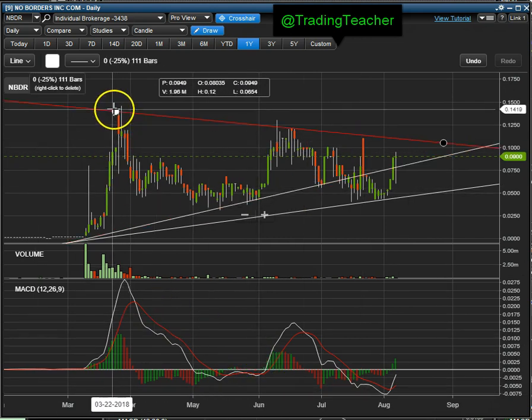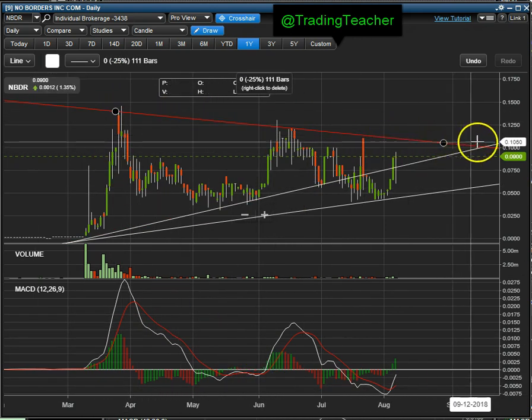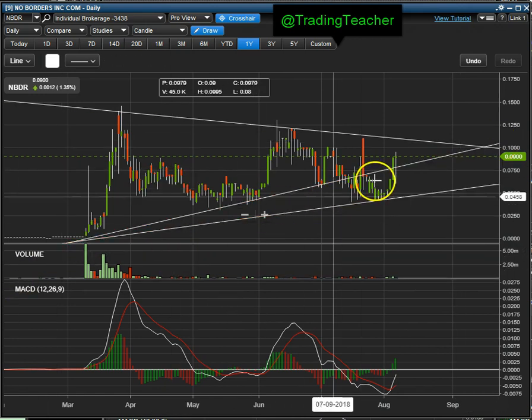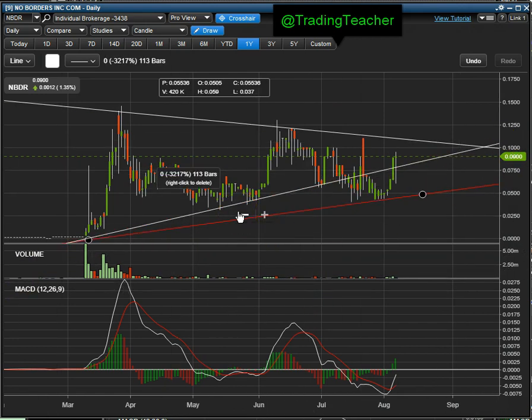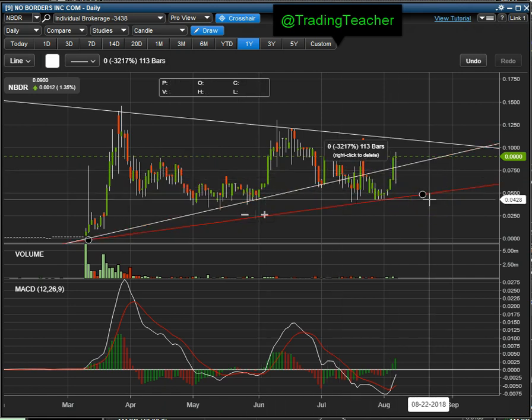This is your trading channel. Okay, you see this area, this downward trend line and this upward trend line. This is known as your trading channel. In order for it to go higher, it needs to break above that trading channel. Same thing in order for it to go lower. It's in this trading channel as far as on the daily chart.